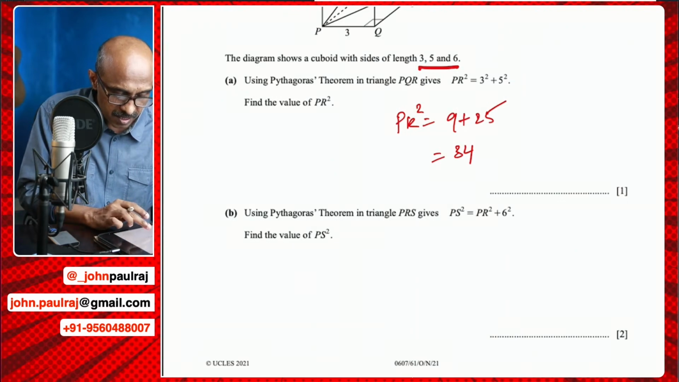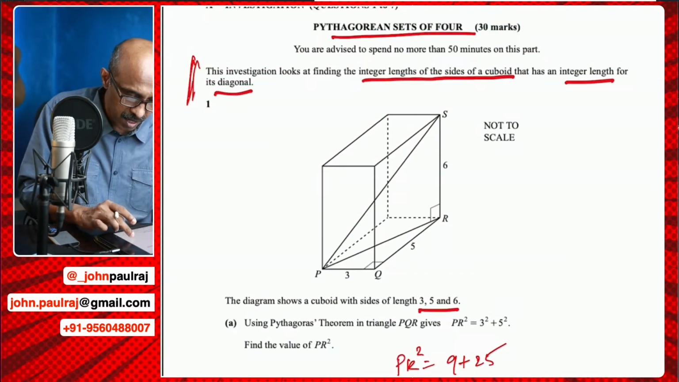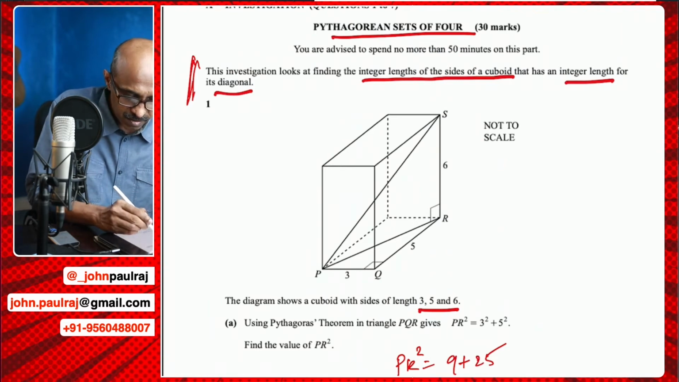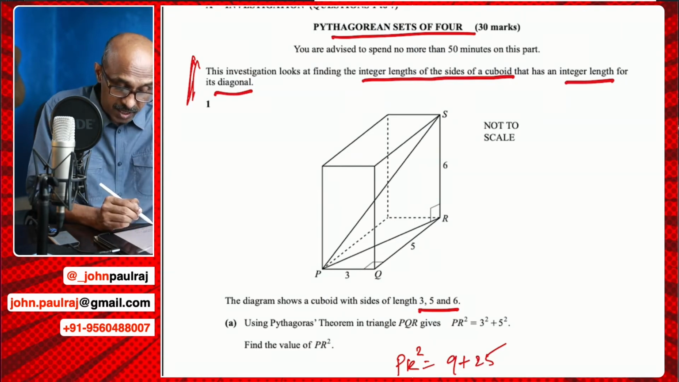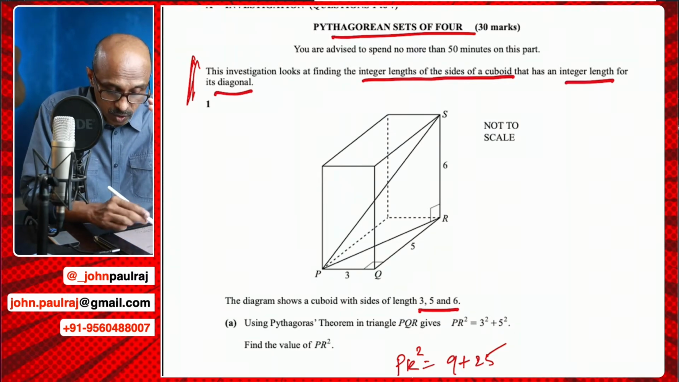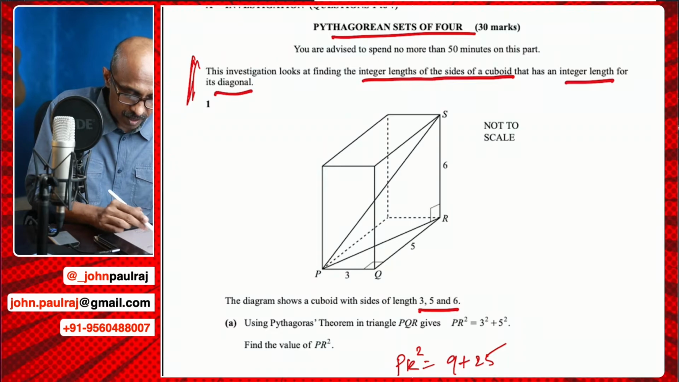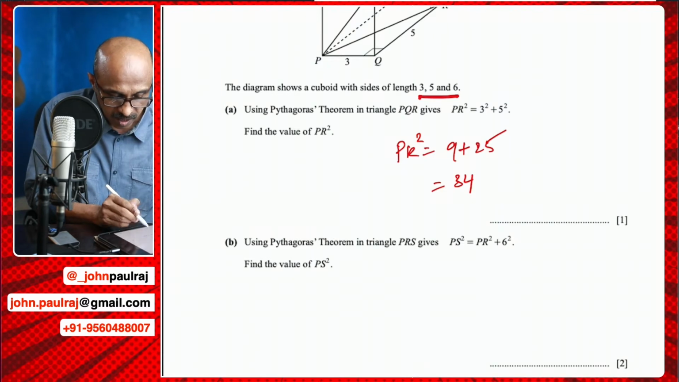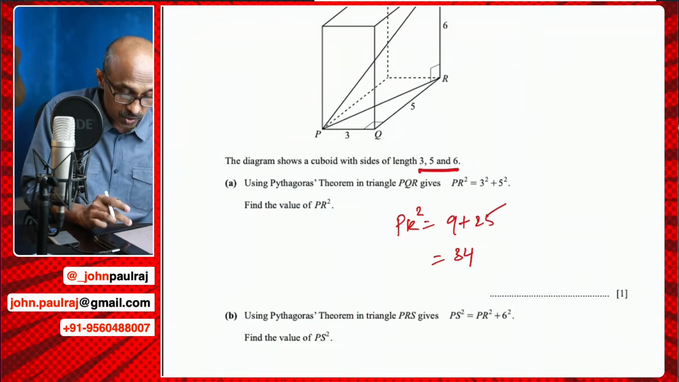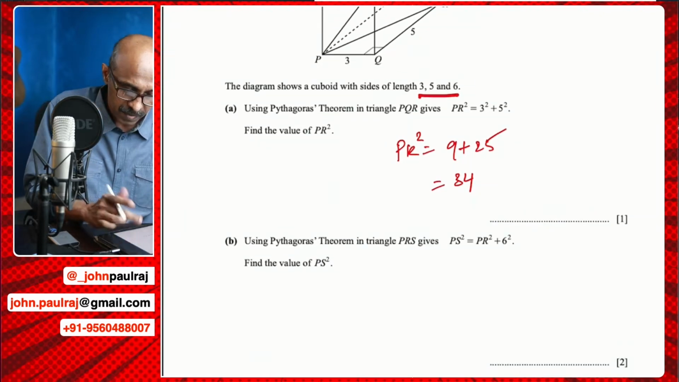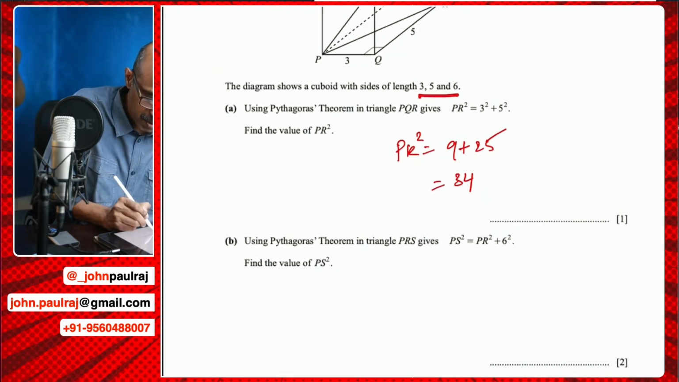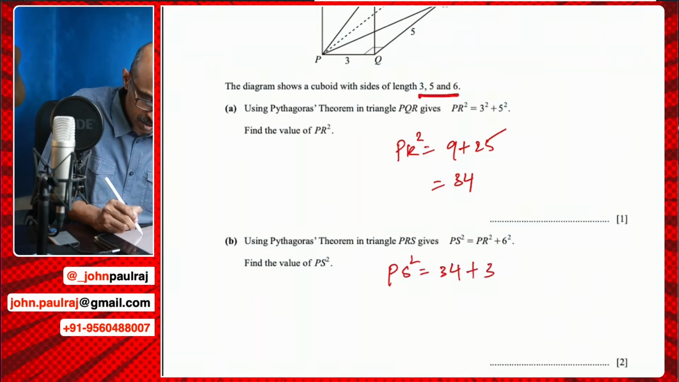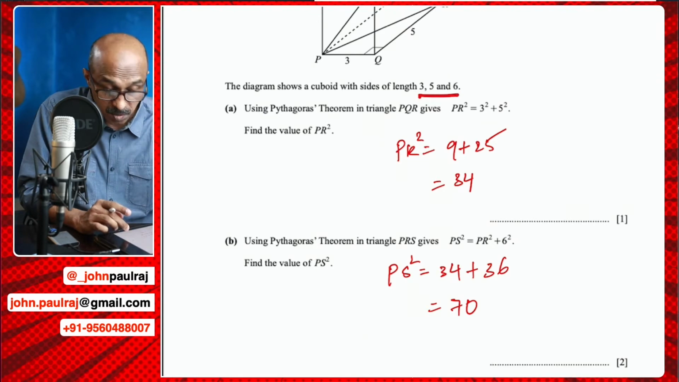Using Pythagoras' theorem in the triangle PRS. This is part B. PRS is that other triangle. That's also a right angle triangle, by the way. PS is the diagonal of the cuboid, which is also the hypotenuse for this particular triangle PRS. So using Pythagoras' theorem for that triangle PRS gives you PS square, that diagonal square, is equal to PR square, which we just found in part A, plus 6 square. That is also pretty straightforward. So we can write PS square as PR square, which is 34, and 6 square is 36, which should give us 70. Again, we can just leave it without writing any units because it's PS square.